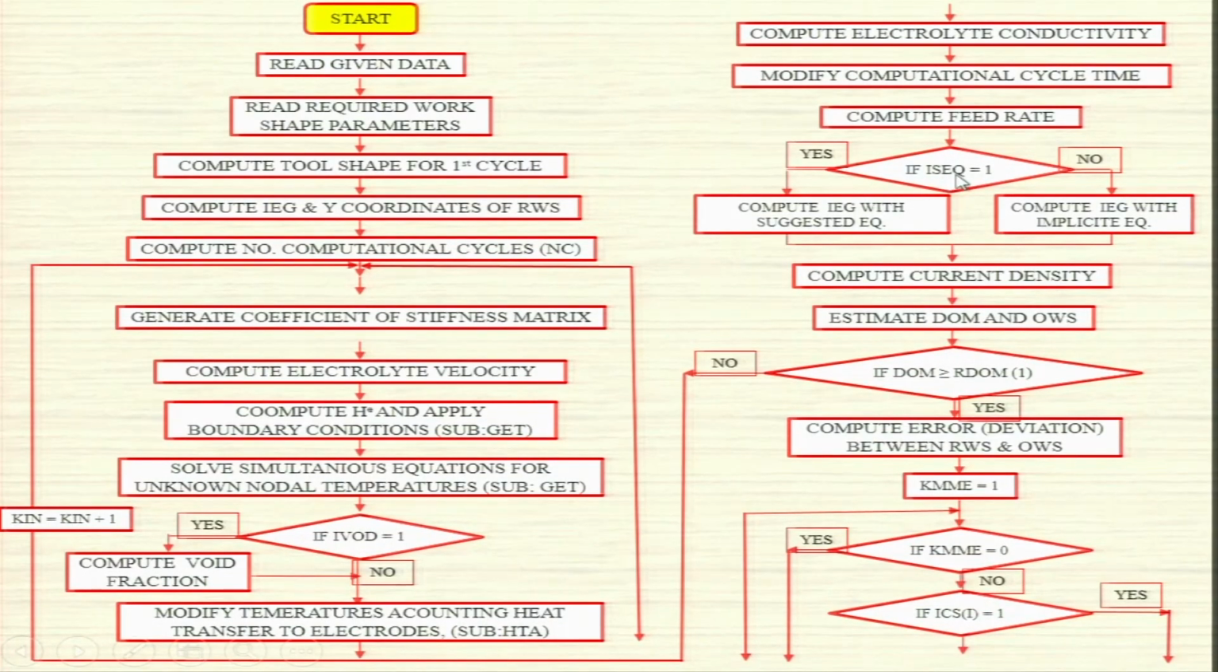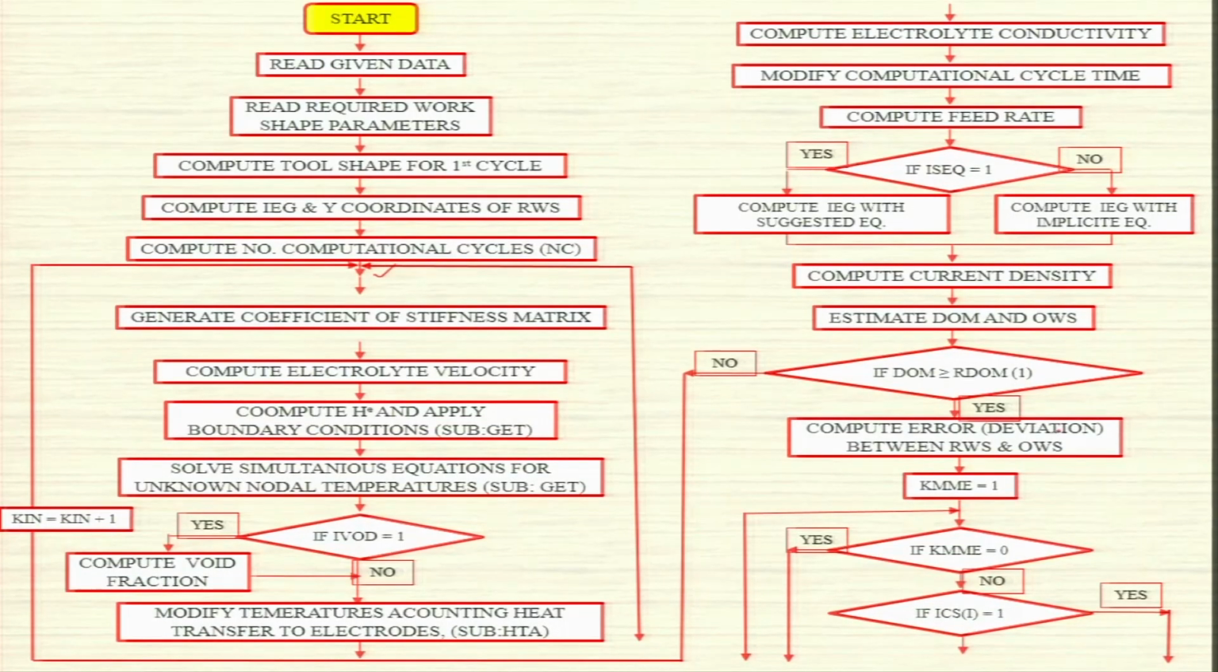Now if ISEQ is equal to 1, yes, compute IEG with the suggested equation. If no, compute IEG with the implicit equation, and then compute current density, estimate DOM and OWS, and if DOM is greater than or equal to RD, all these subscripts are defined in that paper also. Yes, then if no, then you go to this particular point over here. That is what is shown over here. From here you have to come like this and come over here.